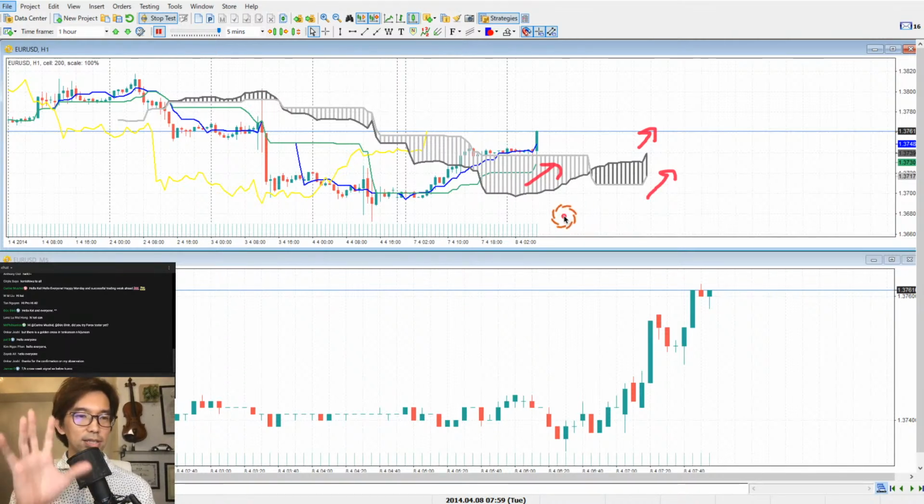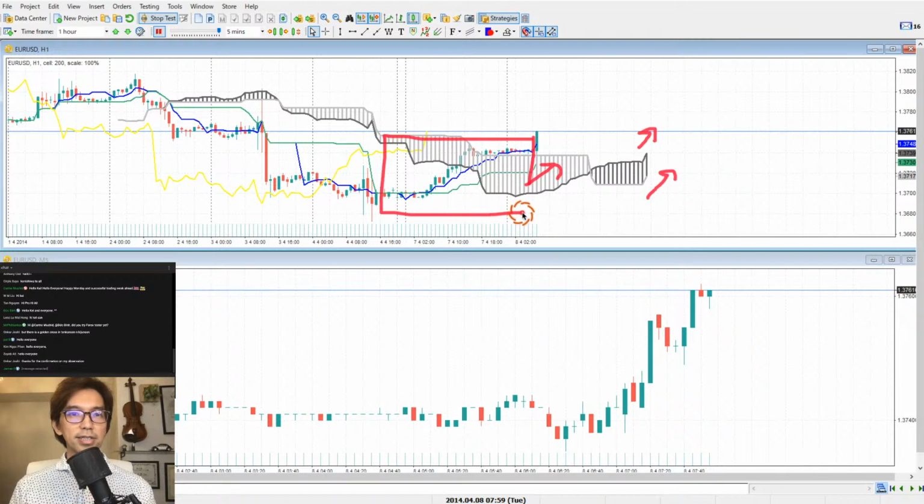So to me, this is the beginning of the uptrend, right? So the whole time was the range. Before that, the whole time was range. I think we started from like here. The whole time it was ranging.